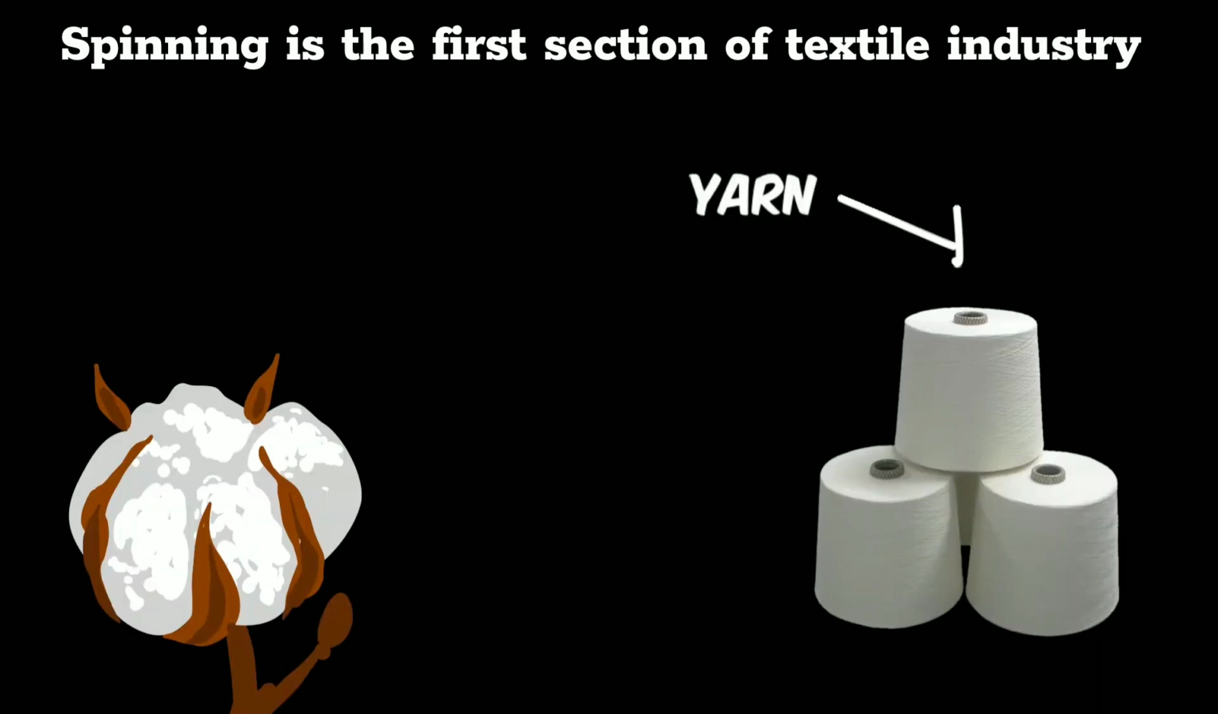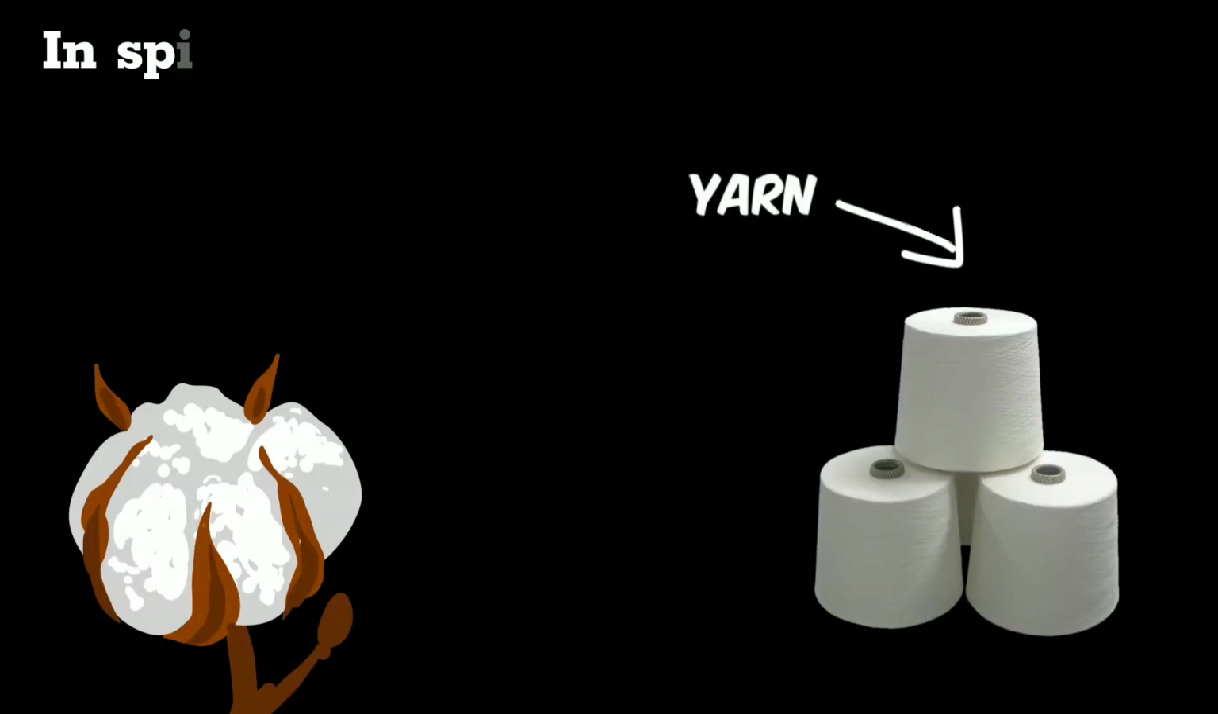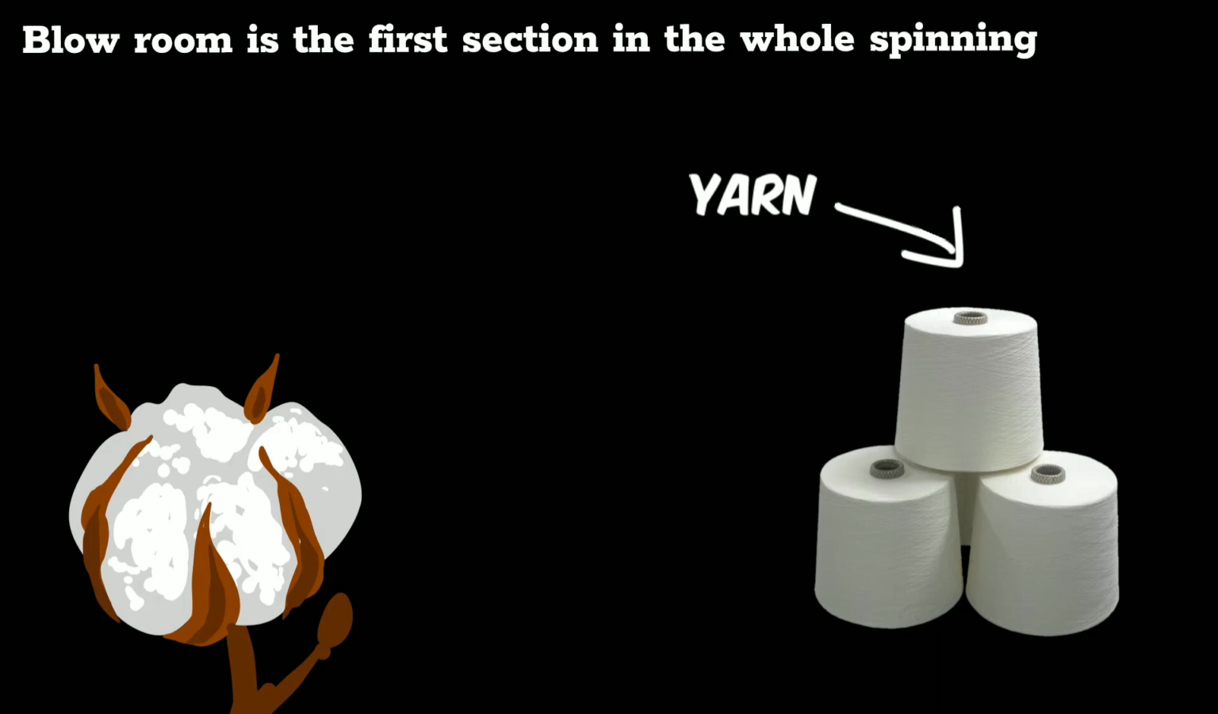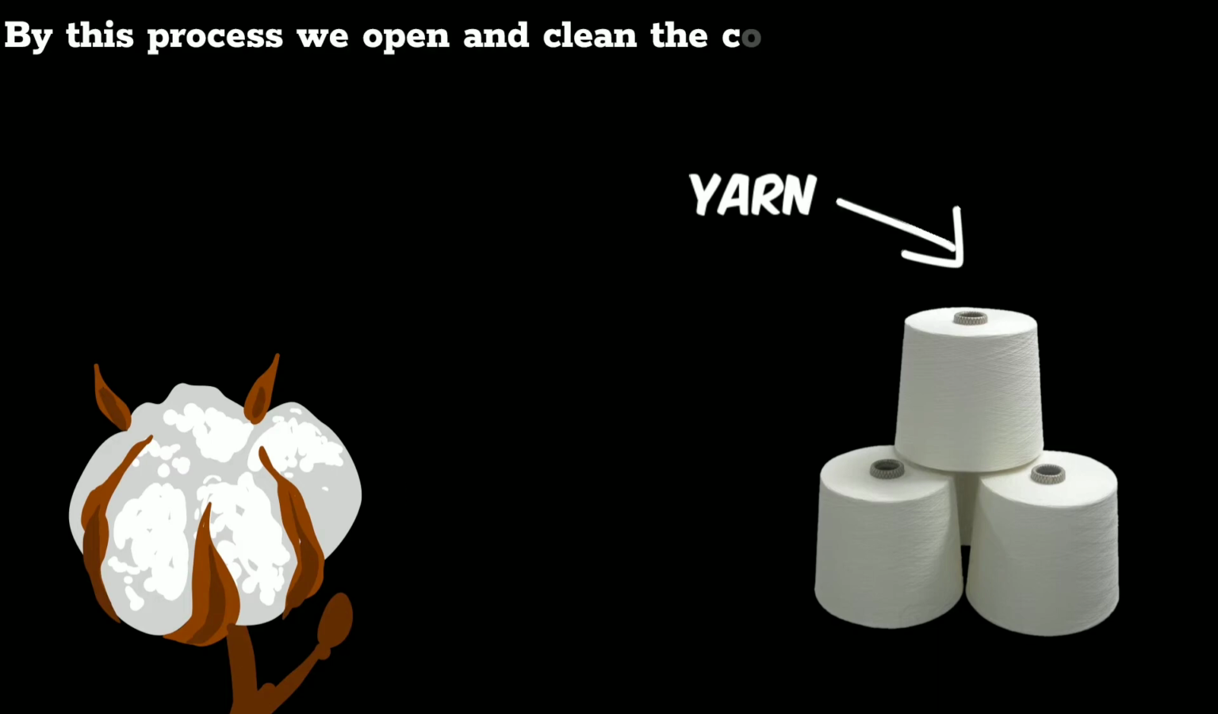Today we will learn about the blowroom machine and what types of machines are used in the blowroom section. Spinning is the first section of the textile industry. In spinning, we make yarn from cotton. Blowroom is the first section in the whole spinning process. In this process, we open and clean the cotton as well as possible.